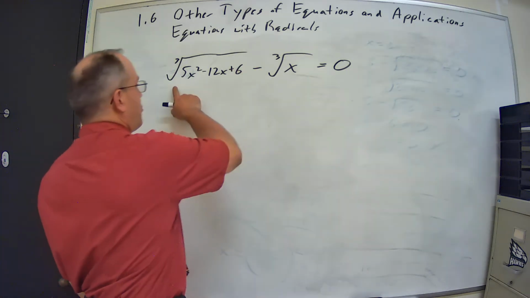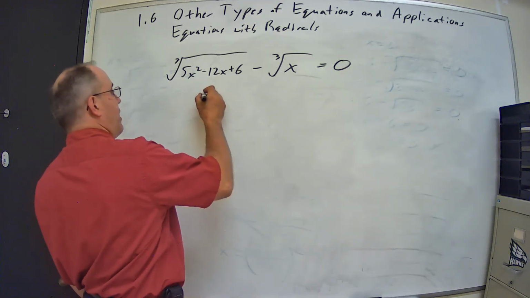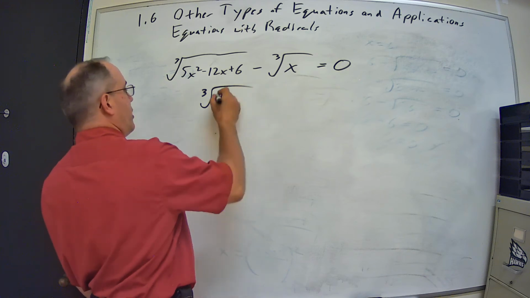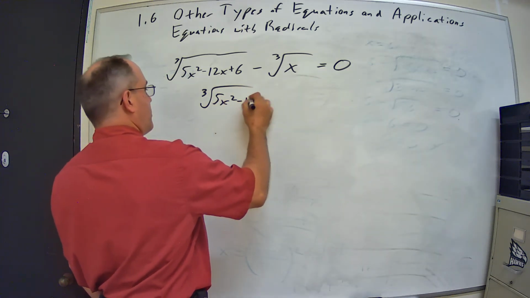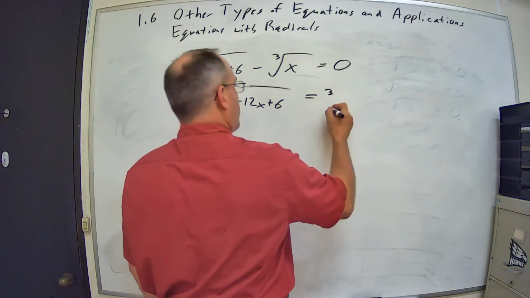I see this one's positive, this one's negative, so I'm just going to move that one over to the other side, and I end up with the cubed root of 5x squared minus 12x plus 6 is equal to the cubed root of x.